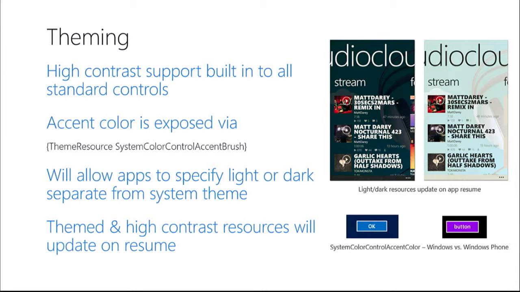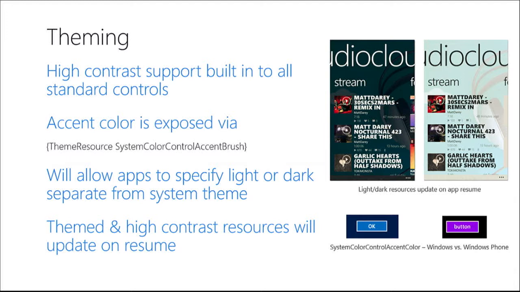Now on the phone as well, the user can choose whether they prefer a light or dark theme, and all the controls built in will automatically react to that. It's one of our user interface guidelines that you should do your best to honor themes. But there are situations where apps want to tailor a specific experience, and regardless of the user's theme, they want to make sure that they're always in light or always in dark.